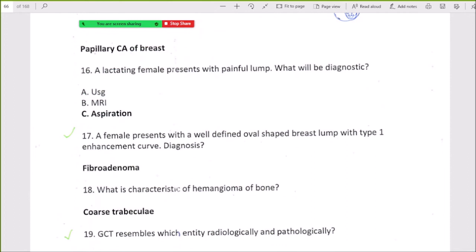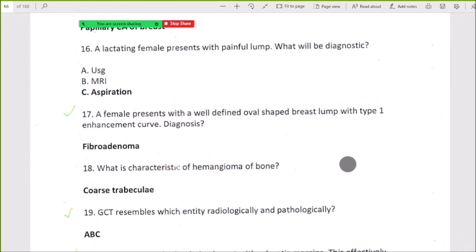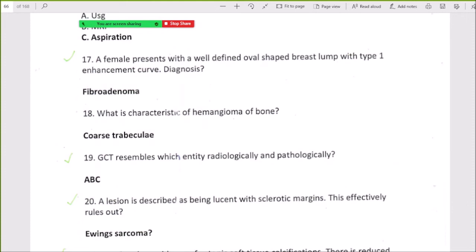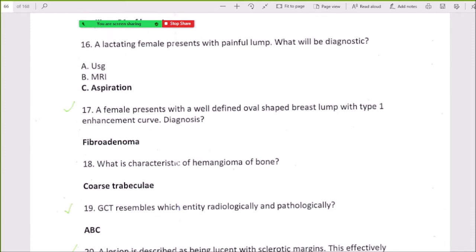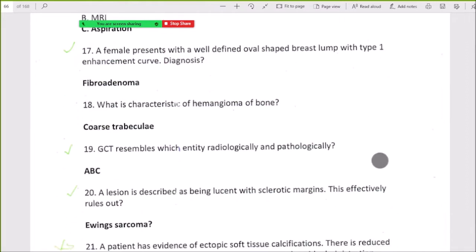16. A lactating female patient presents with a painful lump. The next step would be diagnostic aspiration. 17. A female presents with a well-defined oval-shaped breast lump with a type 1 curve. Diagnosis: fibroadenoma. 18. What is characteristic of hemangioma of bone? Coarse trabeculae.